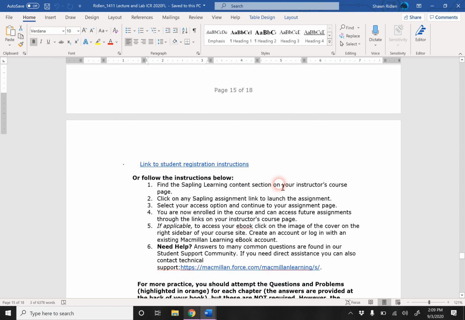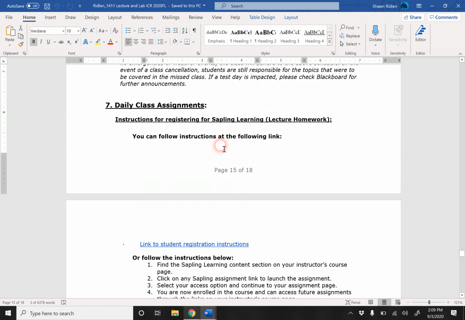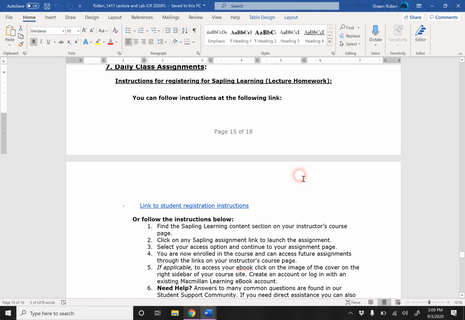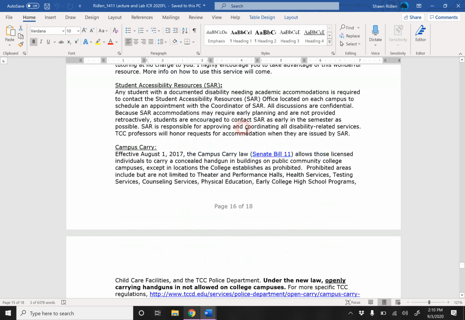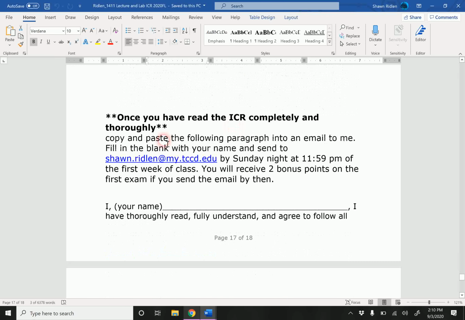Okay, so I think that is about it for the syllabus. Below the calendar, you'll find some instructions about Sapling, which I've linked you to on Blackboard as well. The last thing you'll see down here is something to acknowledge that you've gone over the syllabus. So if you could write or copy this paragraph and send it to my email, it just says yes, you went over the syllabus, and yes, you agree to take part in the class.